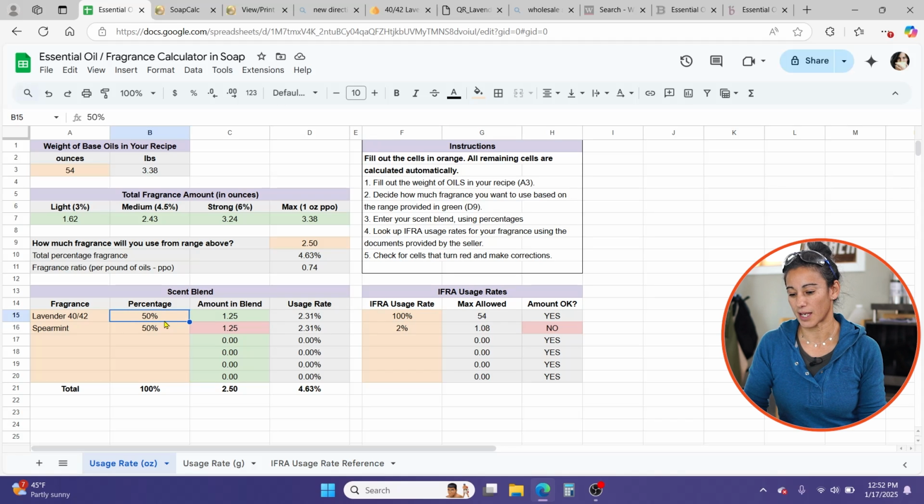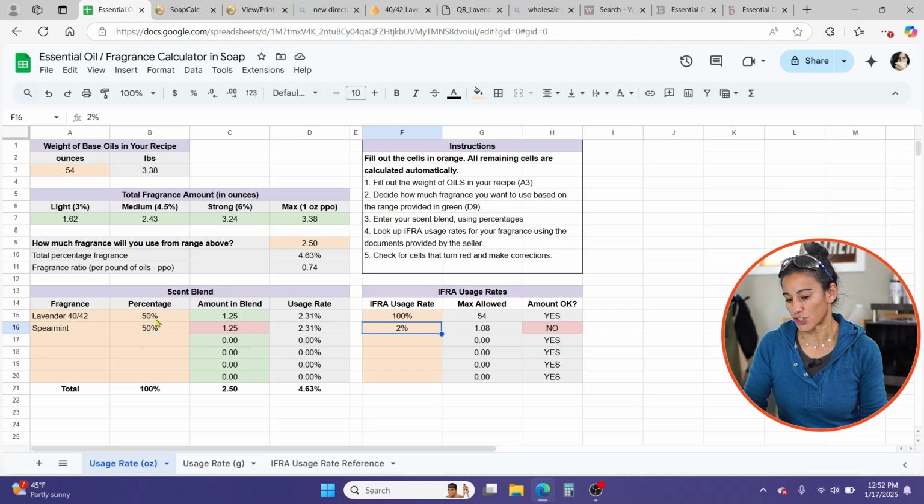I had somebody contact me and say, it says that you use 50% of this particular essential oil in your soap, but you can only use 2%. And what I was saying is that's the percentage of my blend. That doesn't mean that that's how much I'm using in the actual soap, if that makes sense.